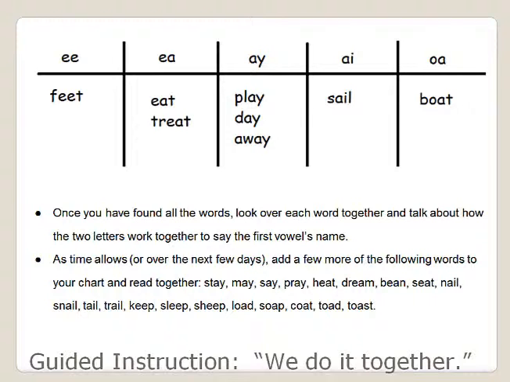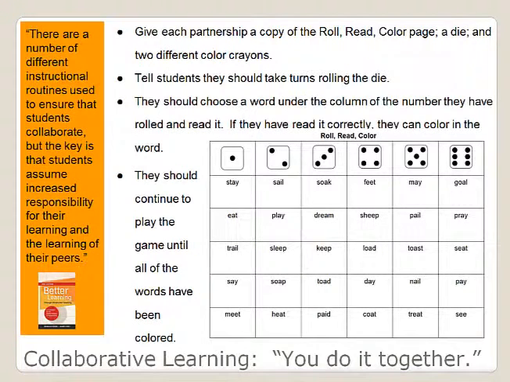Give each partnership a copy of the roll, read, color page, a die, and 2 different color crayons. Tell students they should take turns rolling the die. They should choose a word under the column of the number they have rolled and read it. If they have read it correctly, they can color in the word. They should continue to play the game until all of the words have been colored.